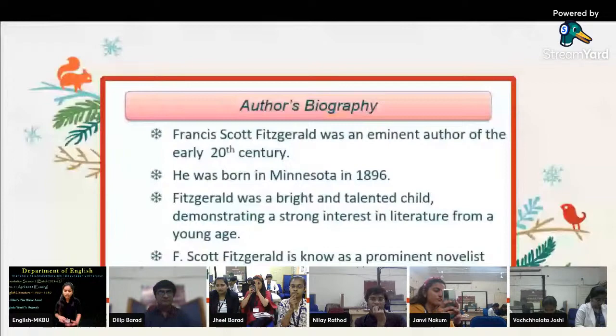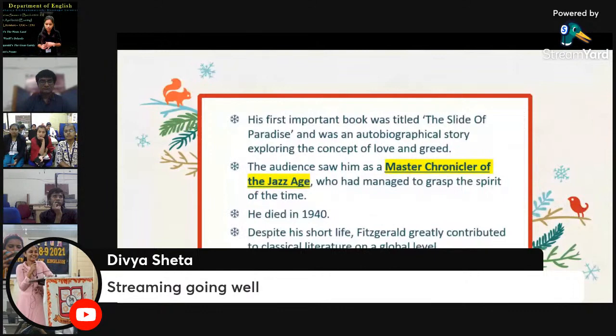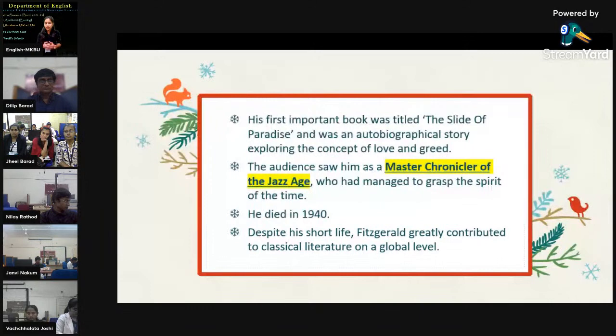His first important book was titled This Side of Paradise, an autobiographical story exploring the concepts of love and greed. His second book is The Beautiful and Damned. His third novel is The Great Gatsby. It was published in 1925. The Great Gatsby is not his last novel, but it performed very well. That's why F. Scott Fitzgerald was famous in this era.